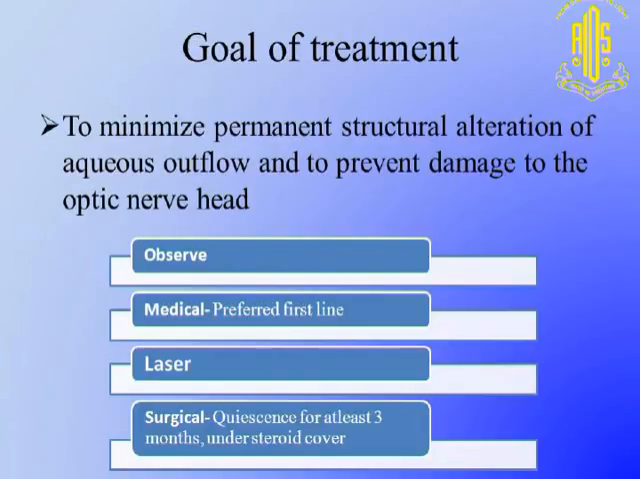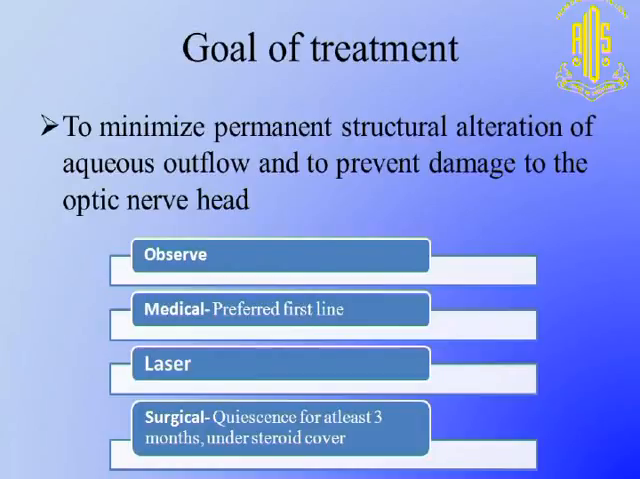There's no one therapy which will work for all the patients. Sometimes just observation will be good enough. If the pressure is not too high, if you have a situation like Posner-Schlossman syndrome, which is self-limiting, maybe you may not have to do much. Most of the time you will need a medical therapy, which is the preferred therapy.